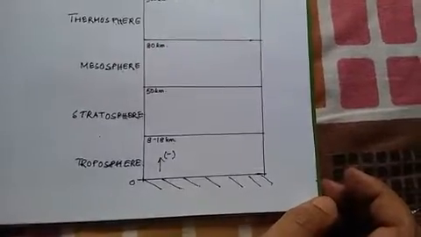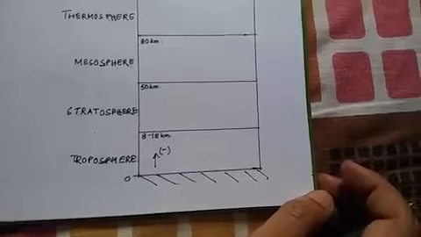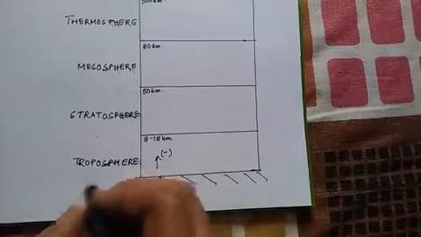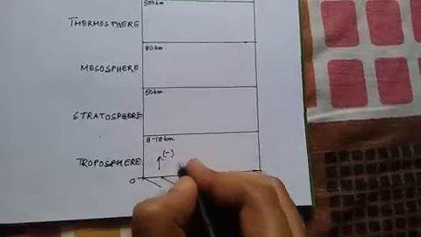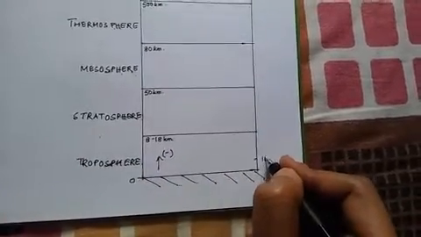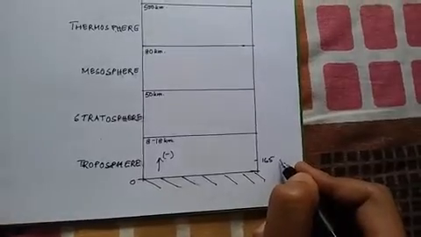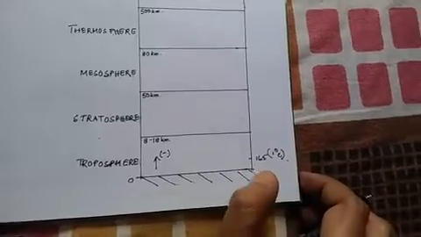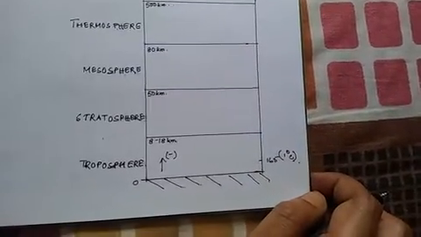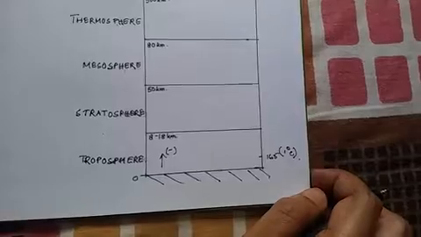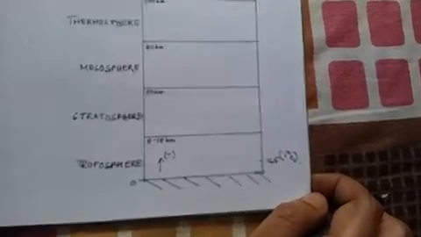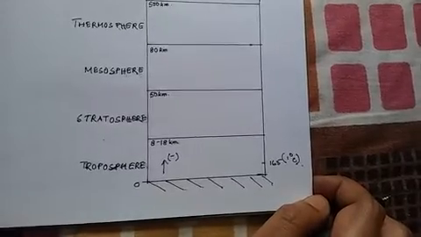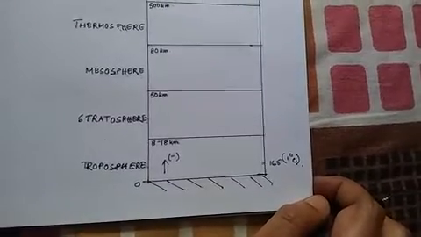So we can say in this layer the temperature decreases with height, but we have a certain amount, that is in every 165 meter of height there is a fall of 1 degree Celsius of temperature. So this is also called the normal lapse rate or lapse rate. So the rate at which the temperature drops is 1 degree Celsius per 165 meter.